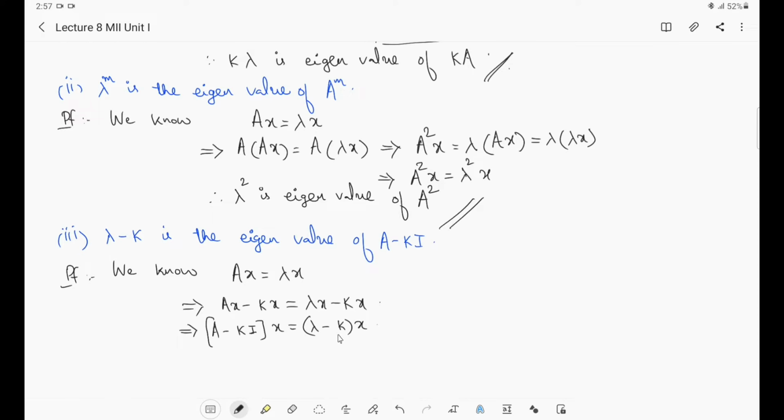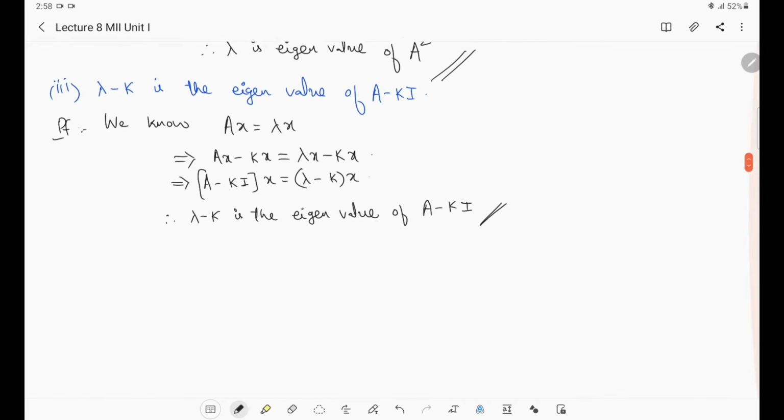Then what will happen? See, when lambda is the eigenvalue of A, this relation will hold. So this relation is holding means lambda minus k is the eigenvalue of A minus kI. Therefore, what we can say here, lambda minus k is the eigenvalue of A minus kI. Right, this is the third property. Now we'll see the fourth property.